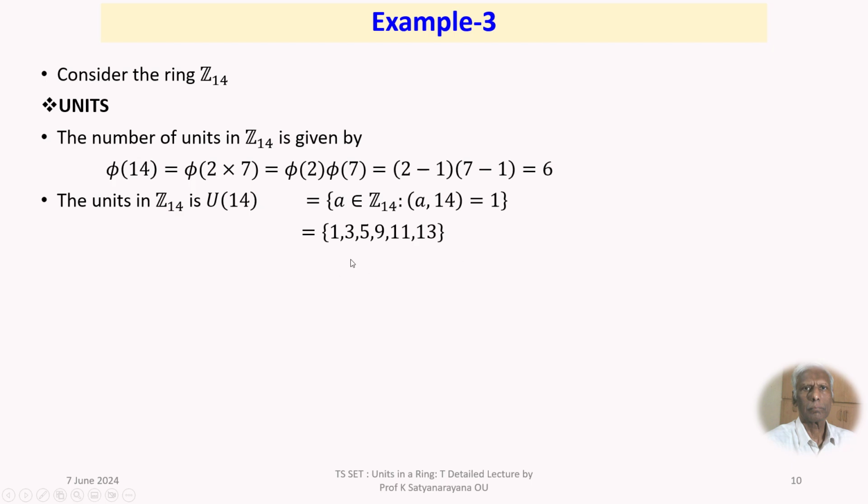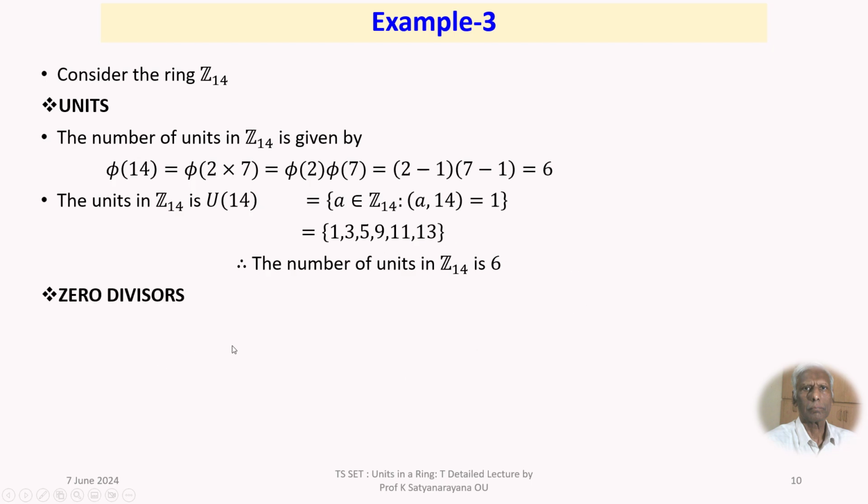So you can physically count, because for Zn where n is small, you can do this. Suppose n is a big one, then the number will be counted using the Euler's phi function. That I will show you in the next example. So the number of units in Z14 is 6 by this also.